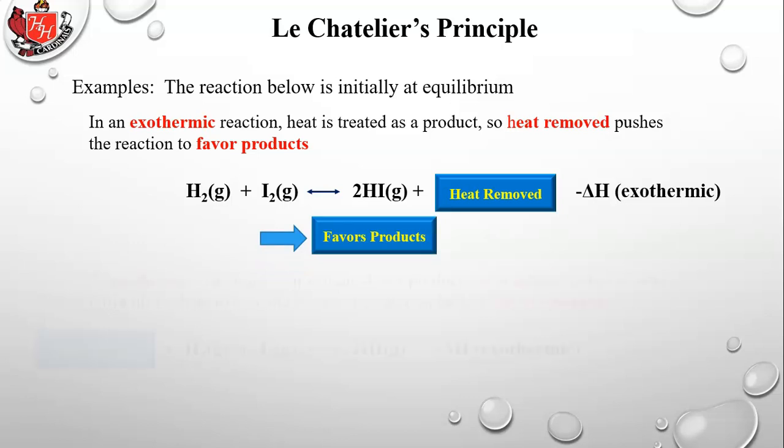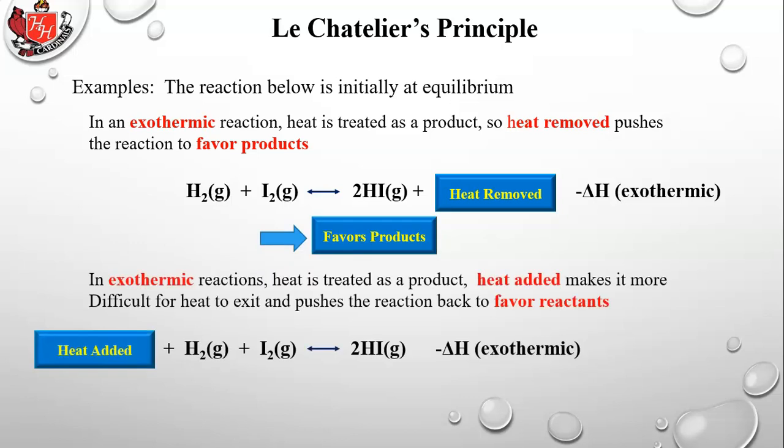Now, if it's an exothermic reaction and heat is treated as a product, so heat added makes it more difficult for heat to exit and pushes the reaction back to favor reactants. So this one's a little harder to conceptualize, but just remember, this reaction, if it's exothermic, wants to give off heat. But what you're doing is something it doesn't like. You're pushing heat into a reaction that likes to give off heat. So that's going to slow the reaction down going from left to right. So that means it's going to want to either slow down or move backwards, move in the reverse direction towards the H2 and I2, and so that will favor the reactants.